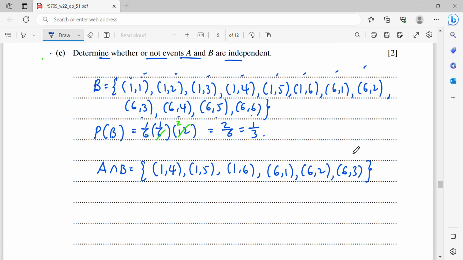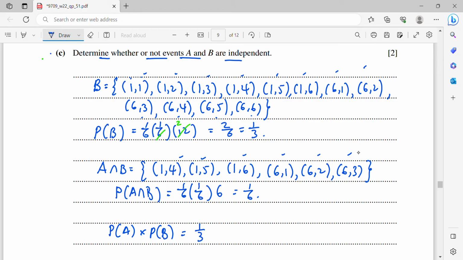Okay, so from here, my probability of A intersect B is going to be, the first number is 1 over 6, second number 1 over 6, and there are 1, 2, 3, 4, 5, 6 outcomes. So I multiply by 6, so obviously it is 1 over 6. Now, P(A) times P(B): just now the P(A) was 1 over 3, now the P(B) I have counted, it is 1 over 3 as well. So now I get 1 over 9.